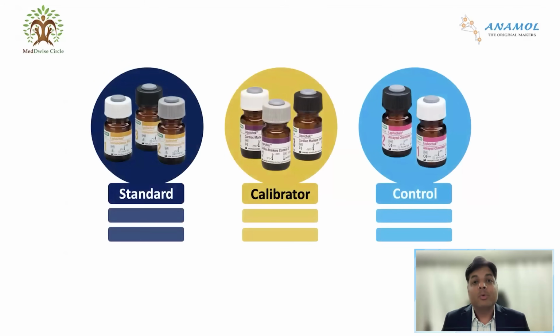Friends, when we talk about quality control sera, we interchangeably use three different terminologies. One is standard, one is calibrator, and one is control. But all these three different terminologies have three different meanings. We will try to understand one by one what is the meaning of standard, what is the meaning of calibrator, and what is the meaning of control, and how they are different from each other.